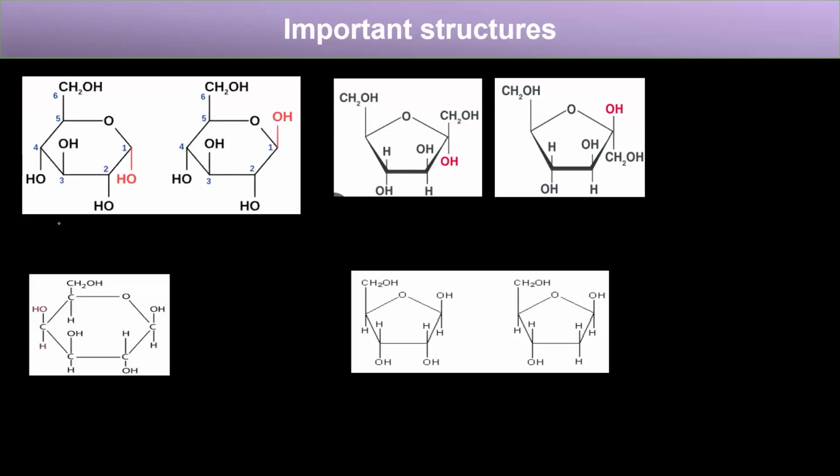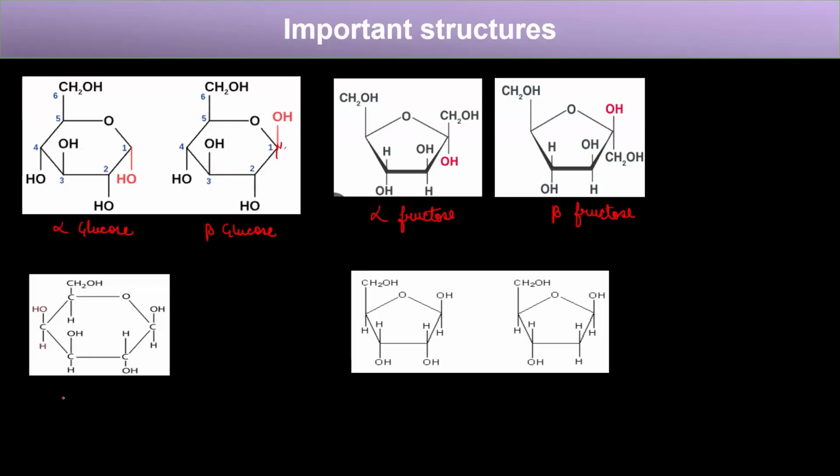The first one has OH below, so it's alpha glucose. I'm skipping writing D, so it should be already understood. So it's alpha glucose, and in the second structure, since OH is above, this is beta glucose, right? Here the structure is also 6 carbon, but it has a furan ring, so it is fructose, right? And since OH is downward or below, it will be alpha fructose, and this one where OH is above will be beta fructose.